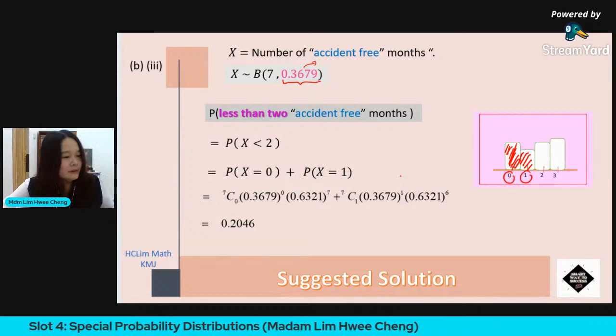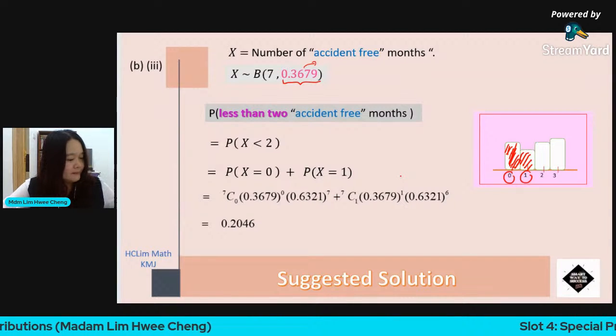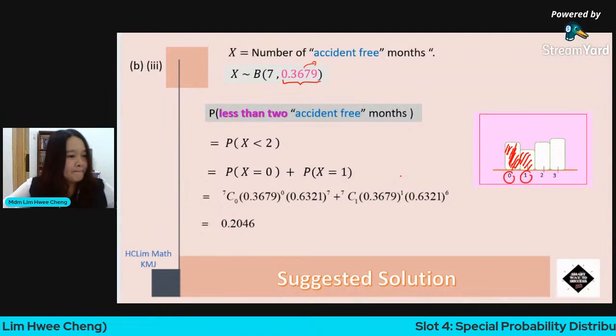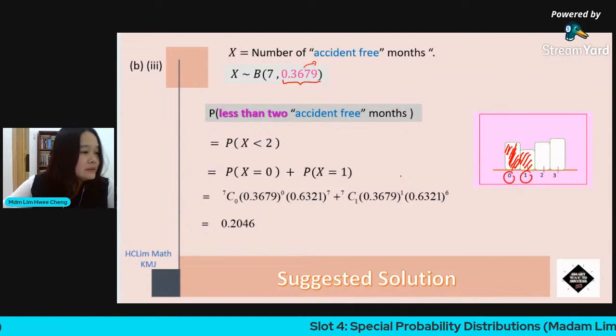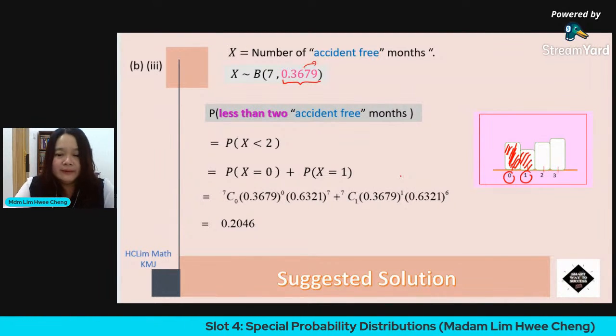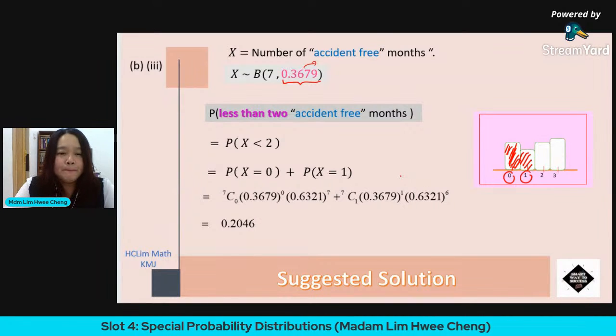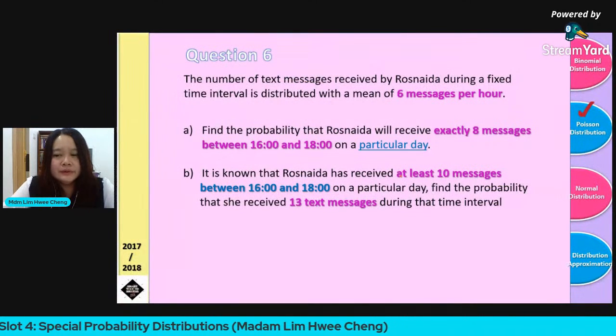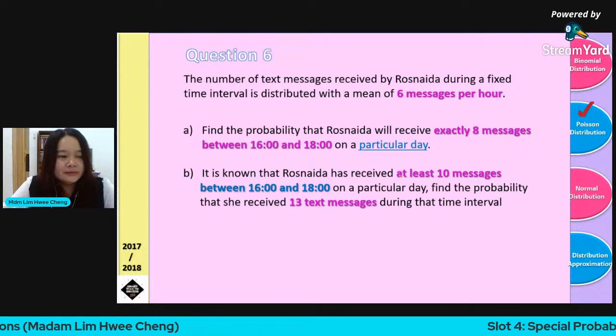Okay, so kita ada lagi 2 question. Okay. Sekarang 10:20. Okay, we still have 1 hour, boleh? Okay, so we have the question number 6. So you read through the questions first.